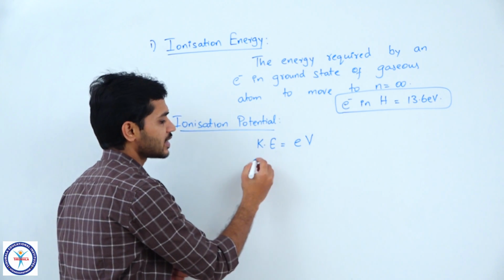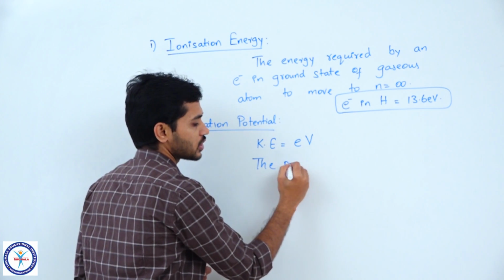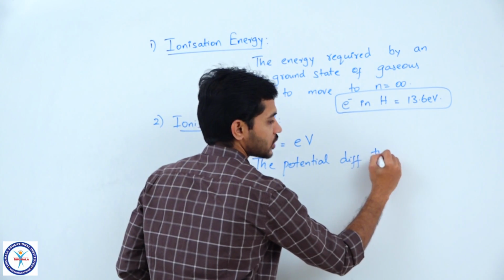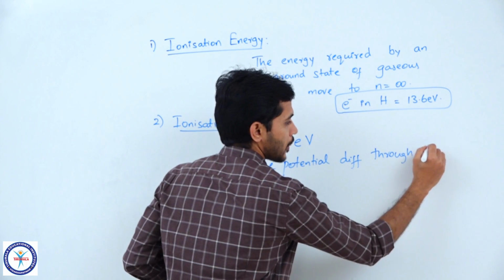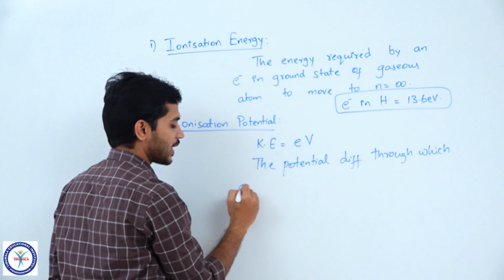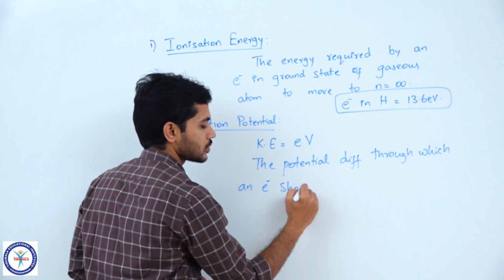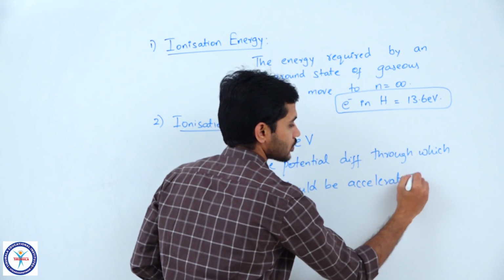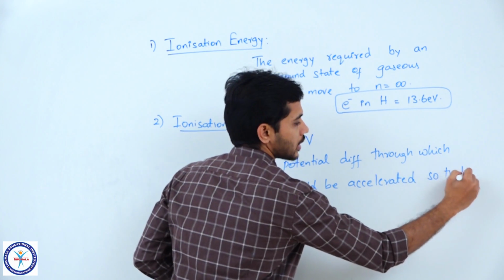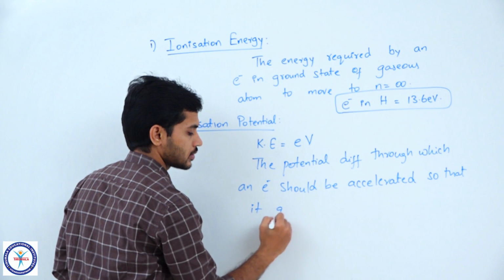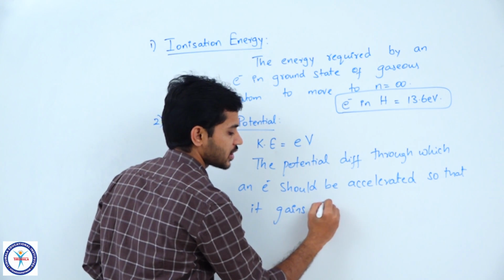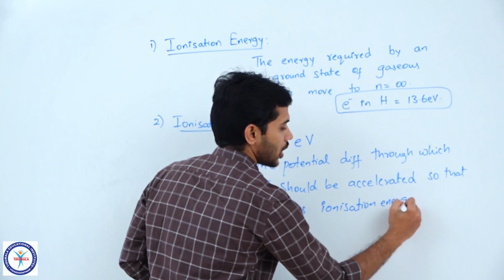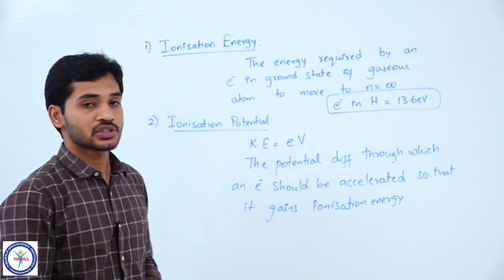I will write the definition here. The potential difference through which an electron should be accelerated so that it gains ionization energy. Okay, so that is the definition for ionization potential.